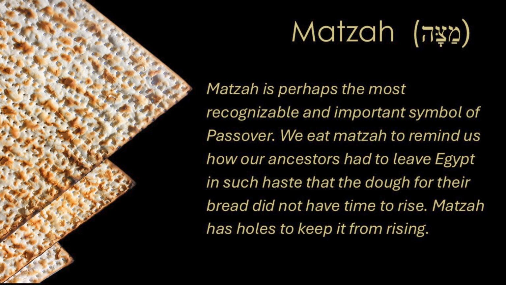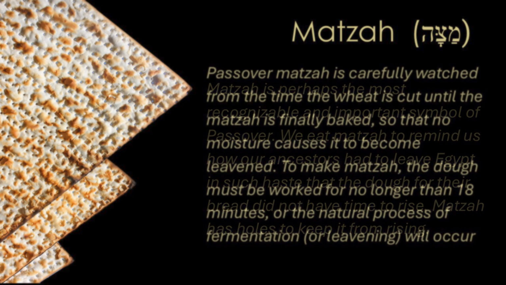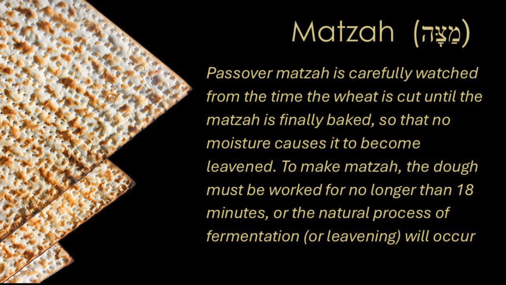The matzah is perhaps the most recognizable and important symbol of Passover. We eat matzah to remind us how our ancestors had to leave Egypt in such haste that the dough for their bread did not have time to rise. Matzah has holes in it to keep it from rising. Passover matzah is carefully watched from the time the wheat is cut until the matzah is finally baked so that no moisture causes it to become leaven.